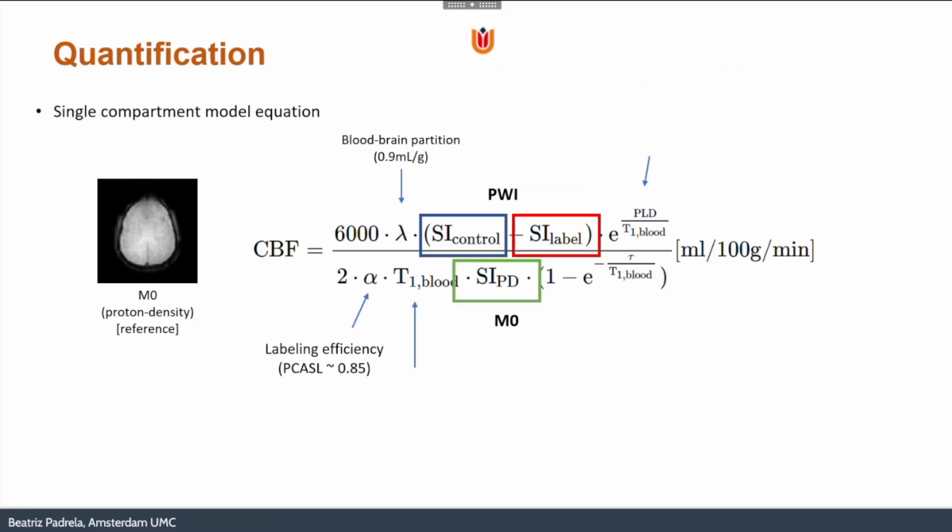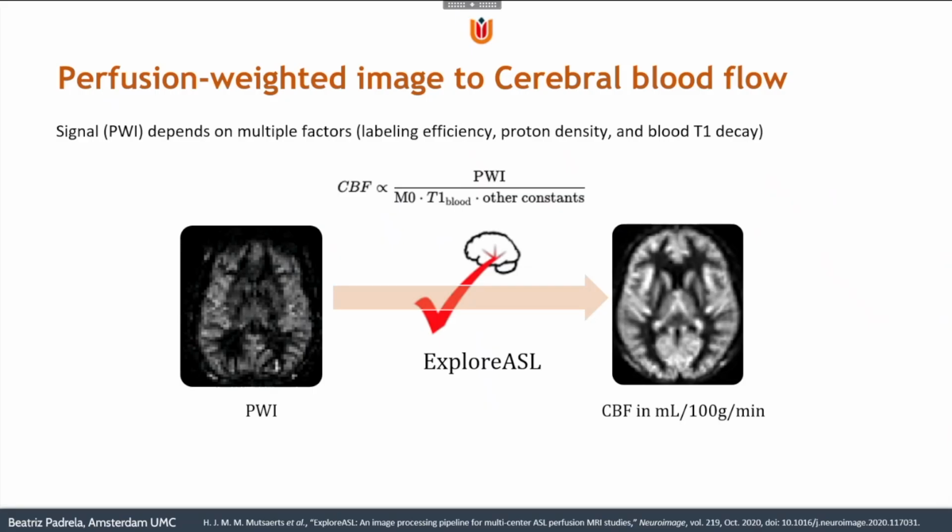And then this 6,000 here is, for example, for the conversion from seconds to minutes, because in the end you'll have a CBF image, for example, after ExploreASL processing, that is quantified in milliliters per 100 grams per minute. And you will know how to work with ExploreASL. So today we'll start some hands-on, and you will see that ExploreASL is a very easy to use pipeline.